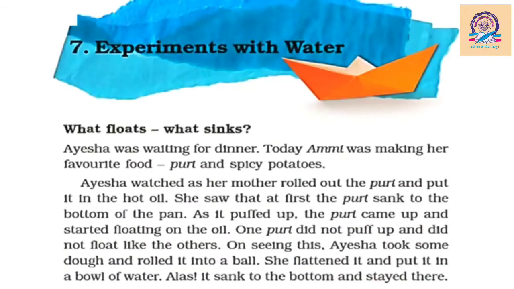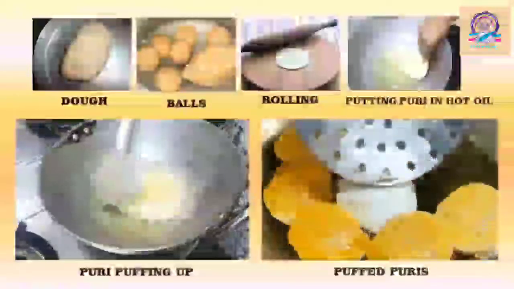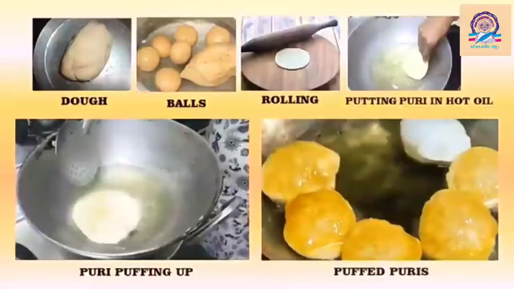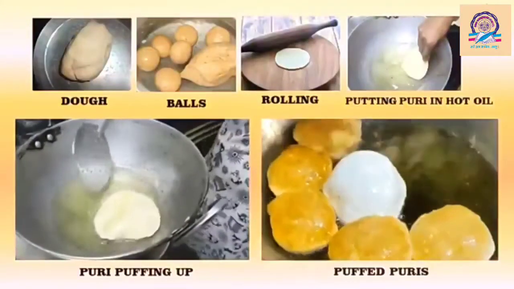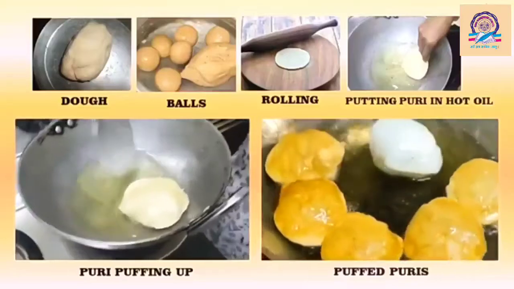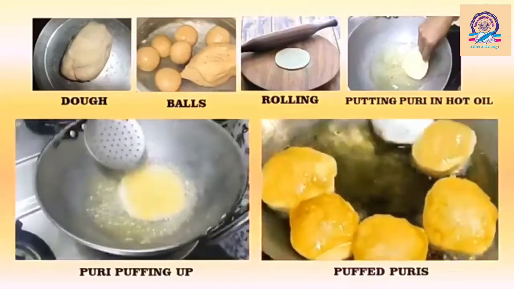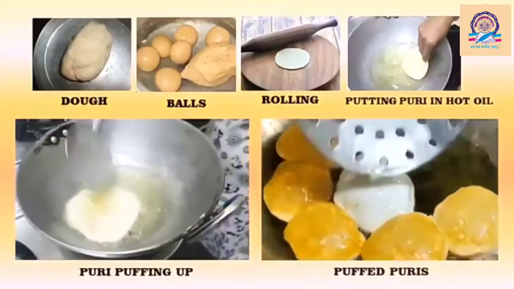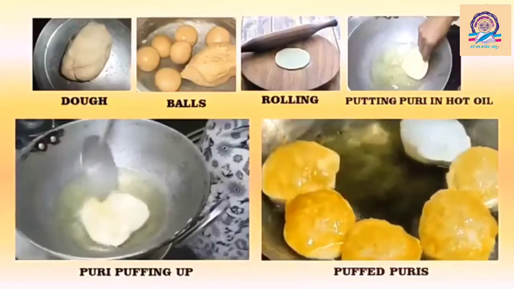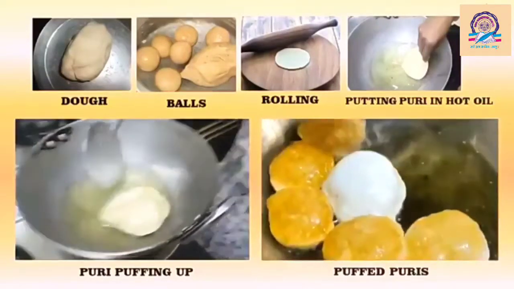So let us start our chapter, Experiments with Water. Aisha was waiting for dinner. Today Ammi was making her favorite food, puri and spicy potatoes. Aisha watched as her mother rolled out the puri and put it in the hot oil. She saw that at first the puri sank to the bottom of the pan. As it puffed up, the puri came up and started floating on oil.